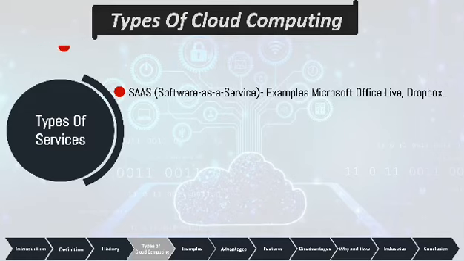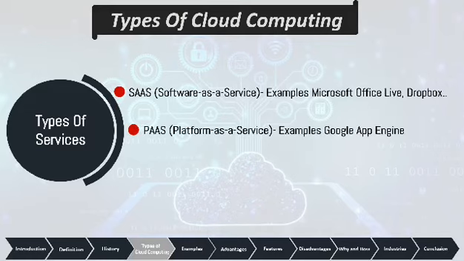The second one we're gonna talk about is PaaS, which is Platform as a Service. In the Platform as a Service model, developers essentially rent everything they need to build an application, relying on a cloud provider for development tools, infrastructure, and operating system. This is one of the three service models of cloud computing.